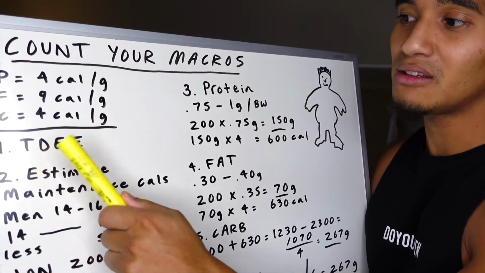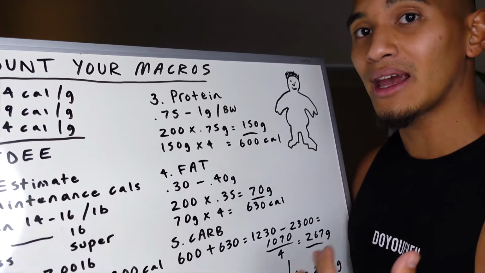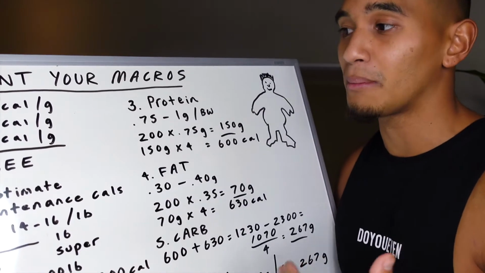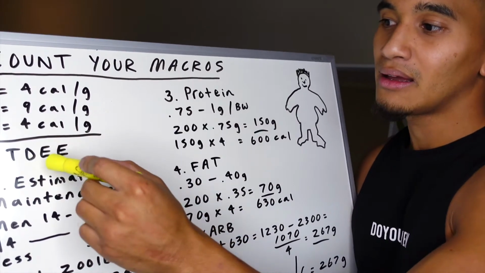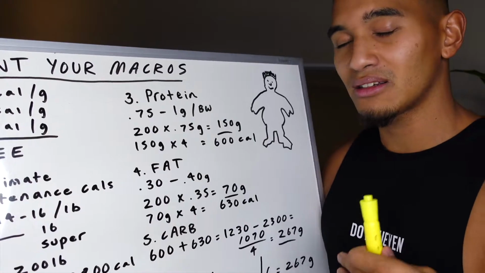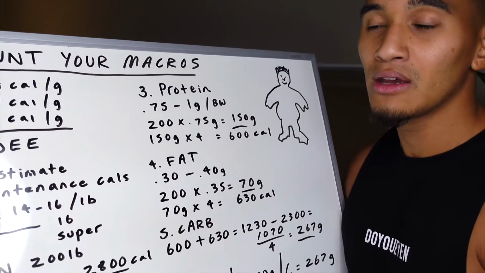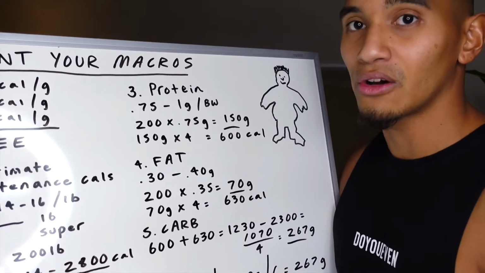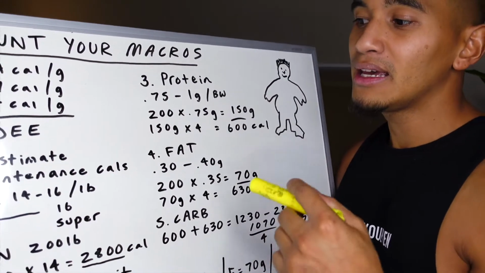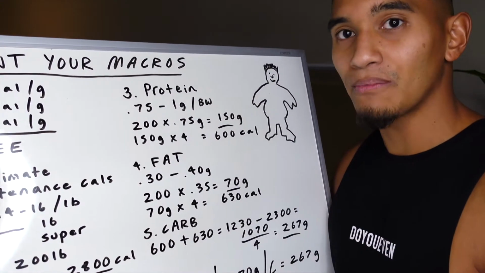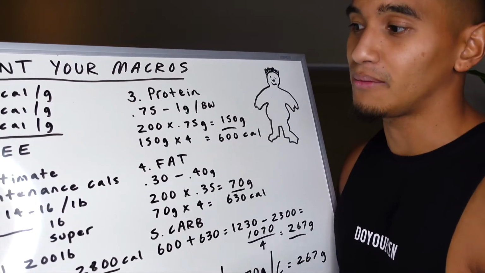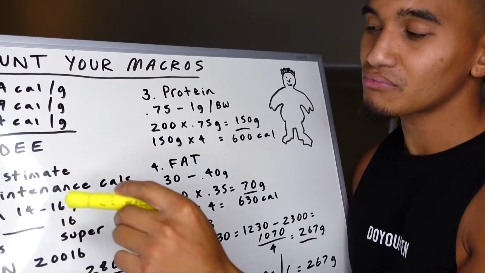The first step is to know what your total daily energy expenditure is, or your maintenance calories for the day. TDEE means how much you need to consume in order to maintain your body weight. So we're gonna use John in this scenario. John is 200 pounds. He is sedentary, he doesn't really work out, he's overweight, and his goal is to lose weight. So we'll talk about losing weight in a minute.